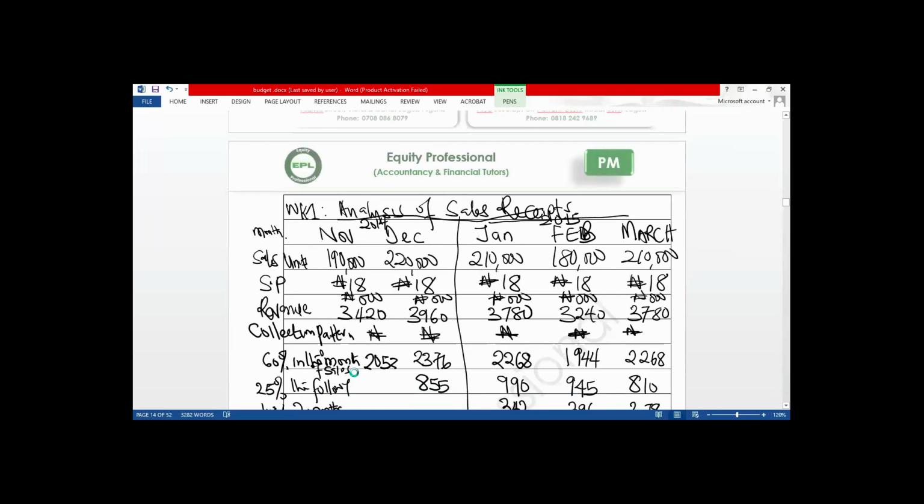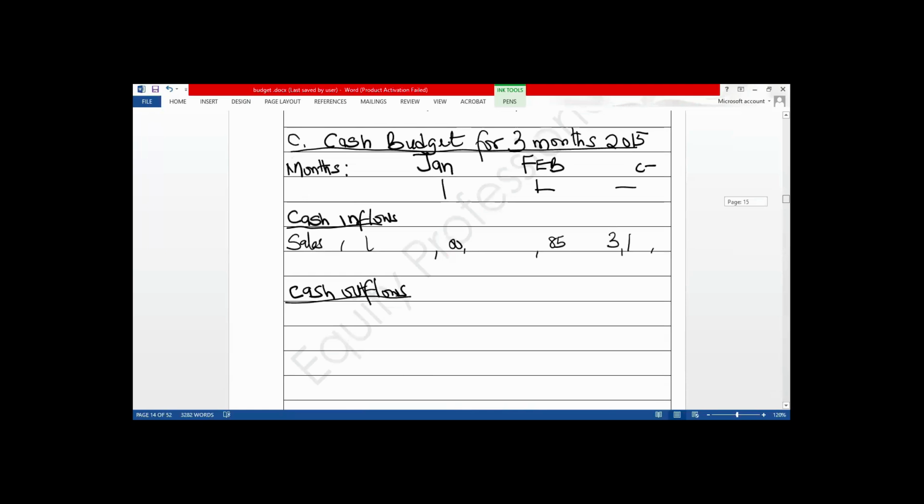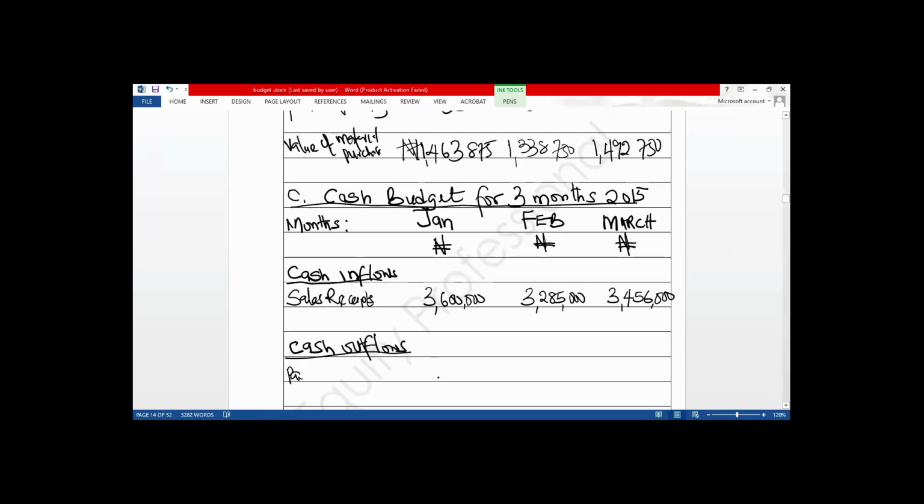For material: January, 1,463,875. February, 1,338,750. March, we are going to pay 1,492,750. That is outflow. Next.